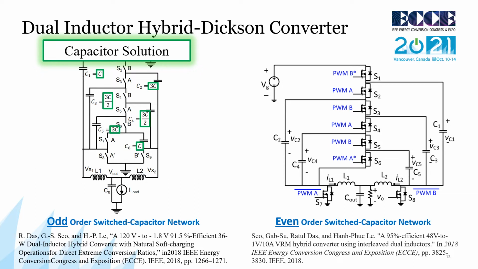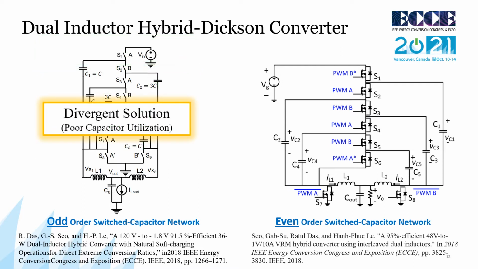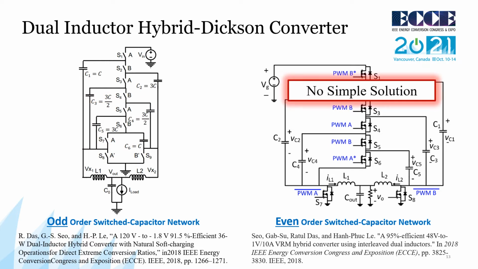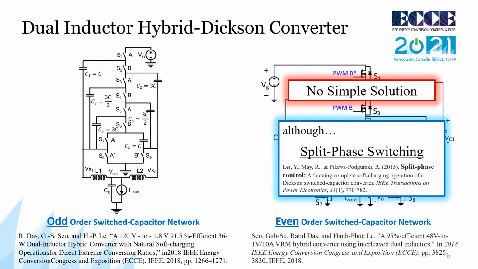However, as these odd order networks go higher and higher, we see that the capacitor values required to avoid hard charging balloon upwards very quickly, leading to relatively poor energy density utilization in practice. Conversely, although no specific sizing exists for even order networks, the San Diego team did recognize that they could employ a recently published technique termed split phase switching to resolve this.